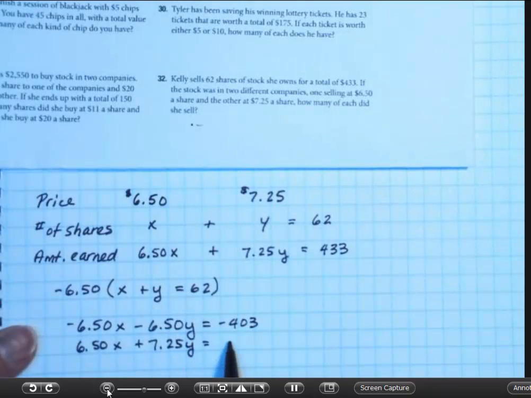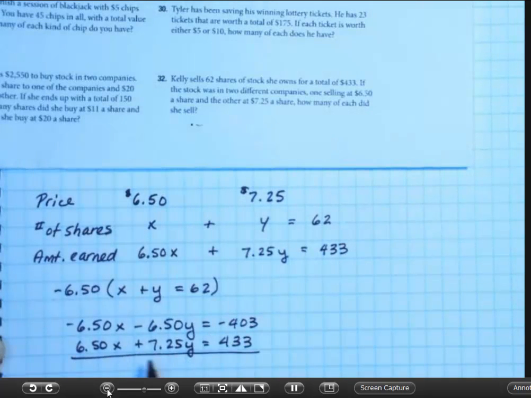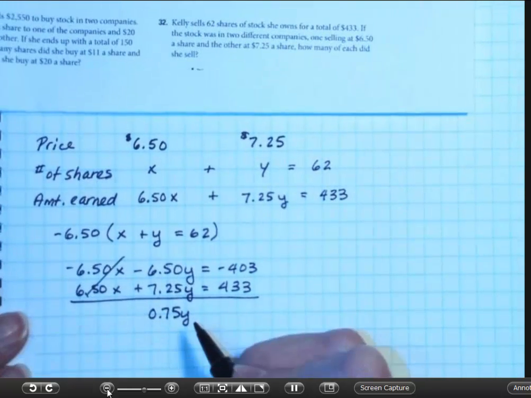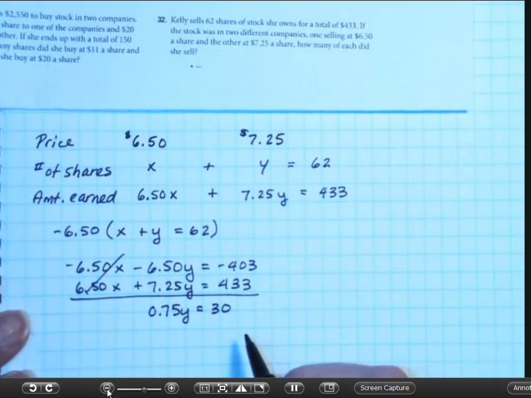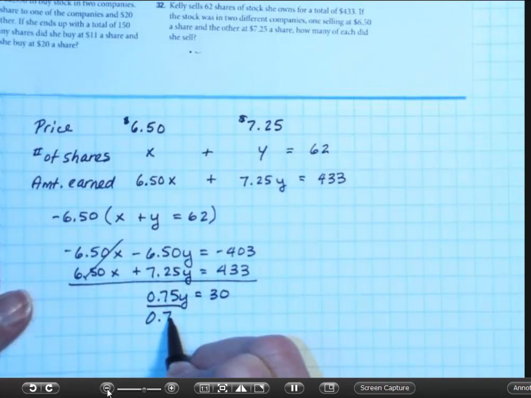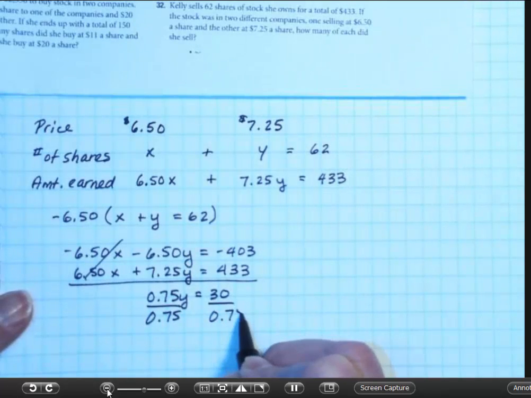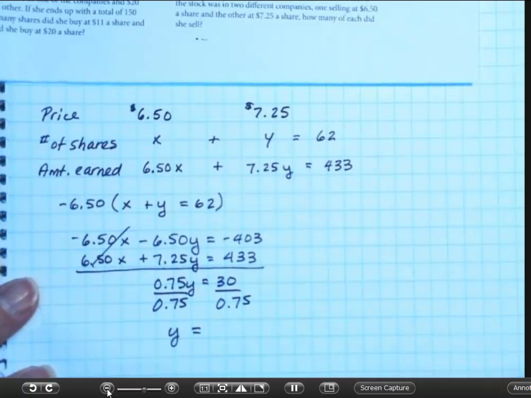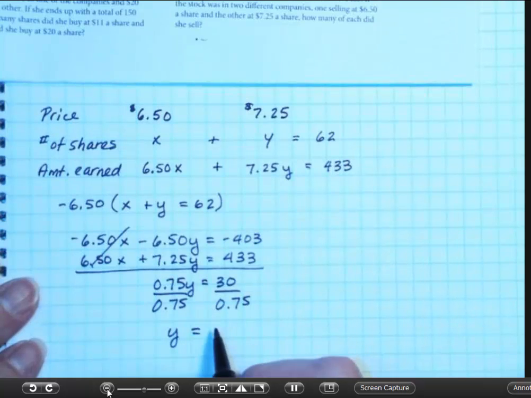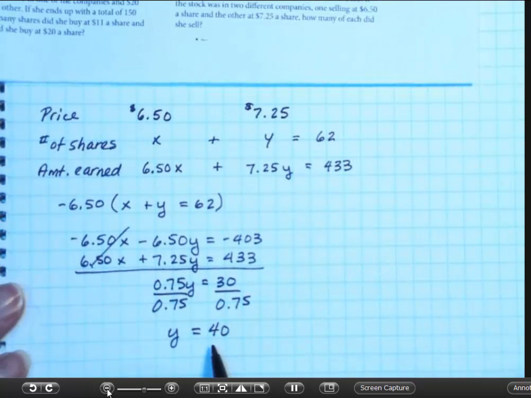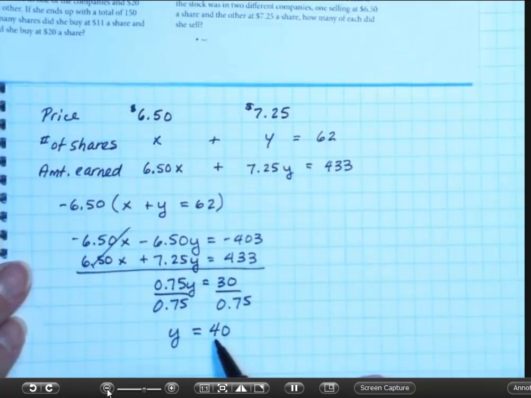Then I'm going to have my second equation from up here, 6.50x plus 7.25y equals 433. Using elimination, I'm going to add the two equations together. The x's cancel out. I'm left over with 0.75y equals 30. Divide both sides by 0.75, and I end up with y is equal to 40.